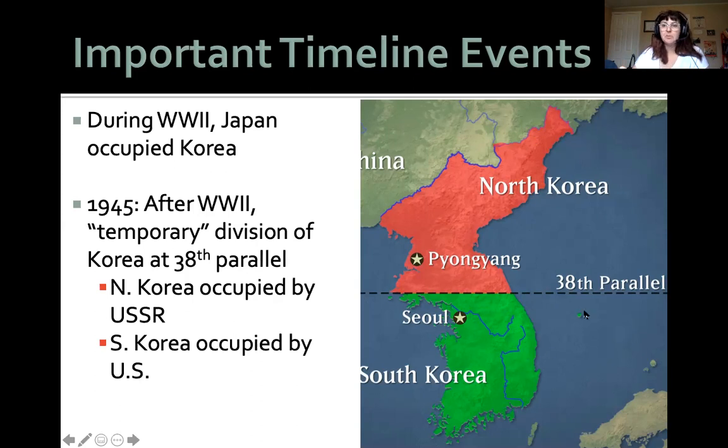And the north was controlled by the Soviet Union, and the south was controlled by the US. So kind of similar to what had happened to Germany, where they divided it up into quadrants, right? So kind of the same thing here. And eventually the goal was supposed to be unification, where Korea would become one country again.